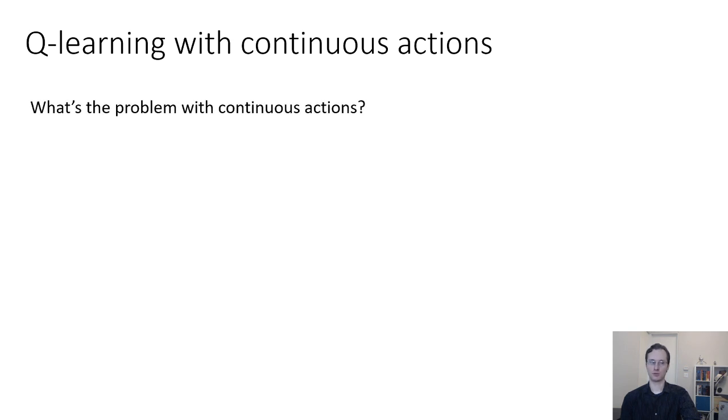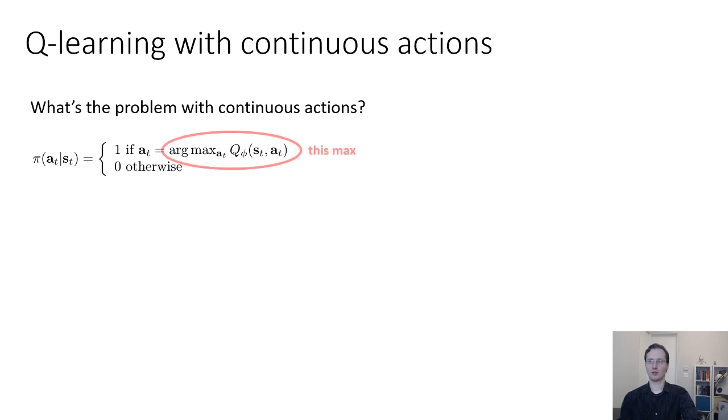What's the problem with continuous actions? Well, the problem is that when you select your actions, you need to perform this argmax. An argmax over discrete actions is pretty straightforward. You simply evaluate the Q value for every possible action and take the best one. But when you have continuous actions, this is, of course, much harder. This comes up in two places: when evaluating the argmax policy and when computing the target value, which requires the max, or, in the case of double Q-learning, also an argmax.